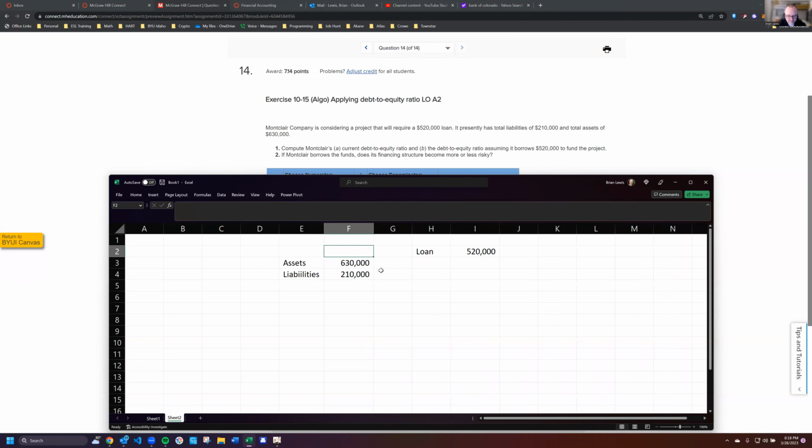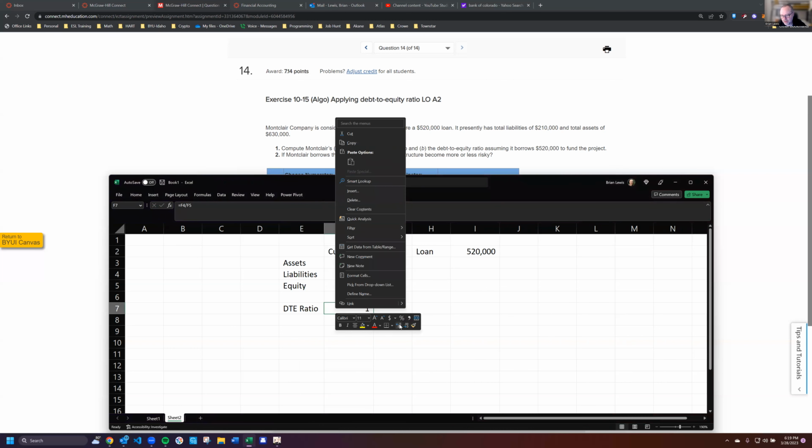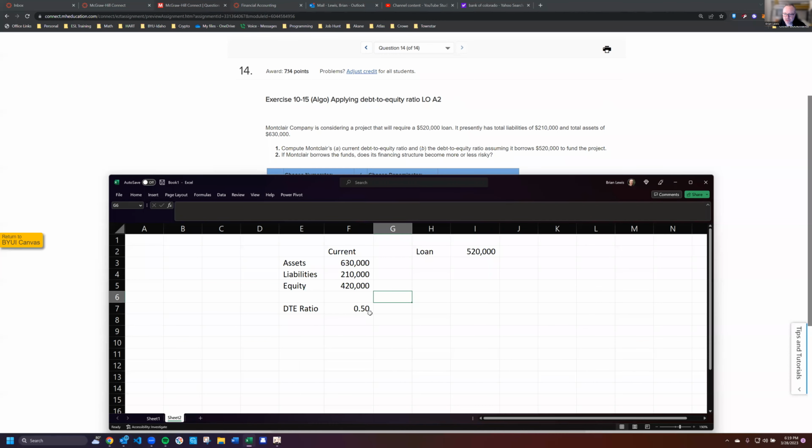Okay, so this is current, right? We know that assets equals liabilities plus equity, so equity is therefore assets minus liabilities. That's what we got there. If we run our debt to equity ratio, we have our total debt divided by our total equity. So really what it's telling you is what's your ratio of debt to equity. So that's a 50% debt to equity ratio.